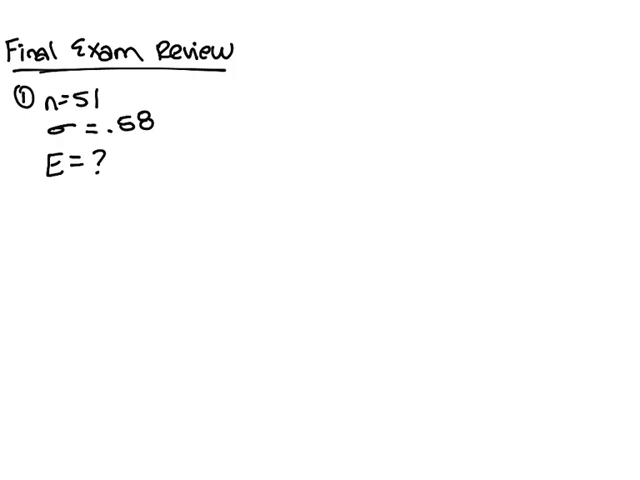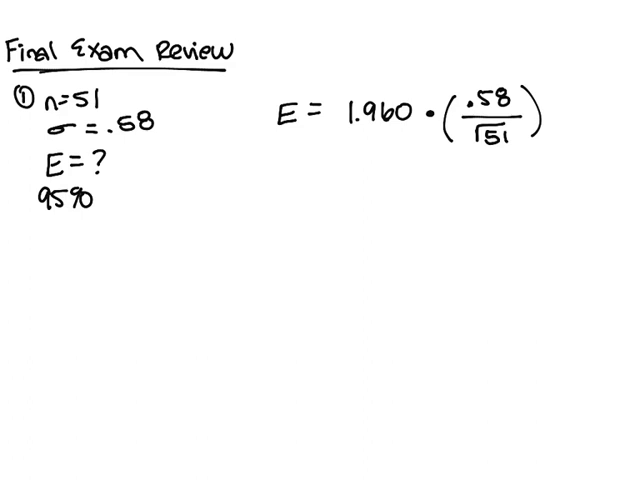Okay, so this one is asking for error in estimating at a 95% confidence. So I'm not asking for the full interval. This is just the error. So to find error, we're going to take the z-score for 95%, which would be 1.960 times that standard deviation of 0.58 divided by the square root of 51.